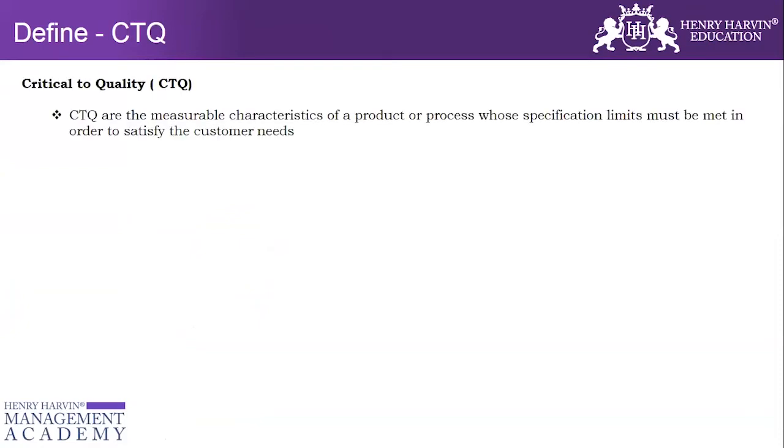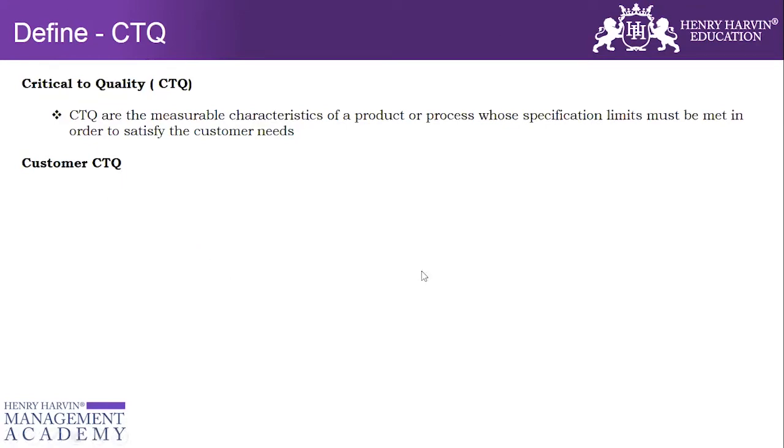Moving on. Now we would like to understand what is CTQ. Okay, and I'm sure everybody's aware, but just for the benefit, I would like to tell you that CTQ stands for critical to quality. What is critical to quality? Critical to quality are the measurable characteristics of a product or process. The specification limit must be met in order to satisfy the customer.